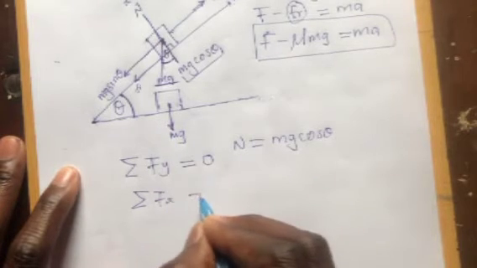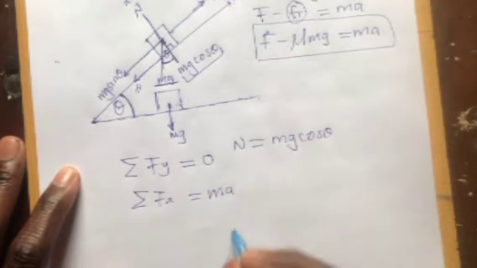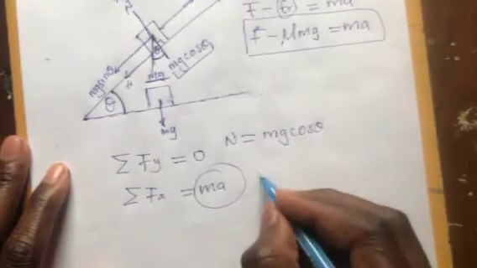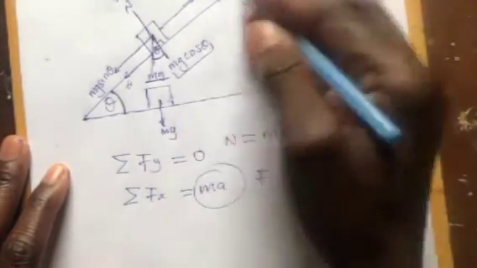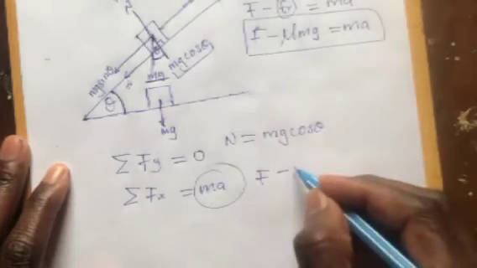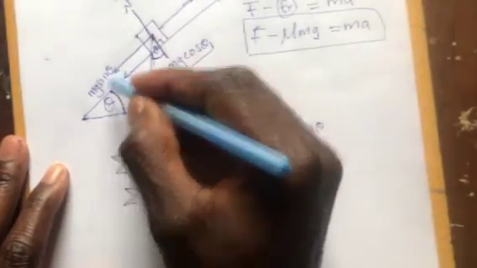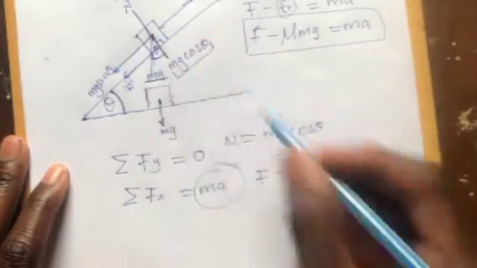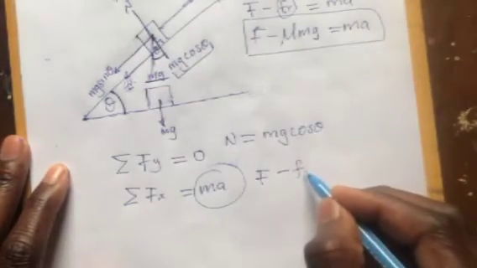Then the forces in the x-axis, you write like this. Forces in the x-axis must be equal to ma. Why? Because this thing is accelerating. That's why we write it like that. So you are going to find that it will be the forward force minus the backward forces. We have friction force and also that one. If friction force is not there, automatically you only have this one. So in this case, we assume that friction force is there.